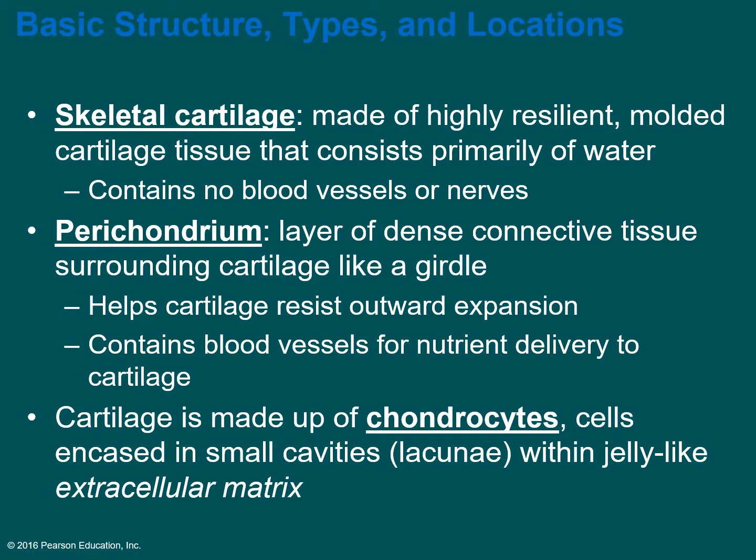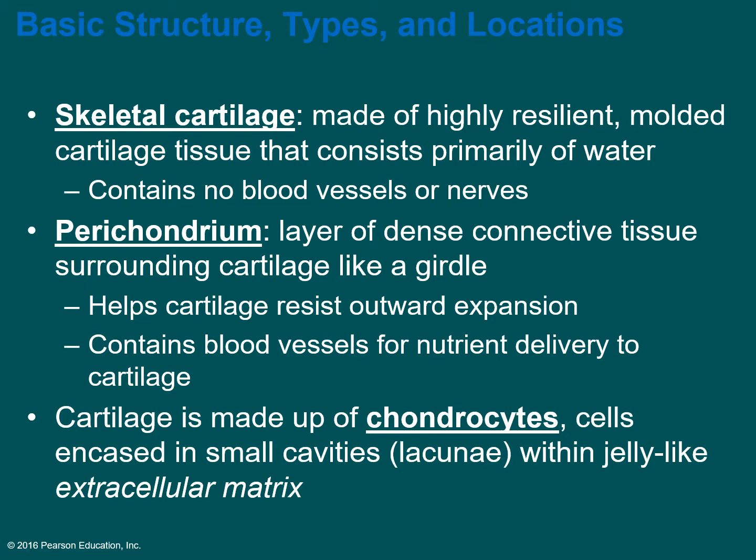The perichondrium is a layer of dense connective tissue surrounding the outside of the cartilage, kind of holding it all together. It helps the cartilage, when it grows, to grow in a specific direction, and keeps it from just growing outward like a blob. It keeps it contained. The perichondrium does have blood vessels in it, so that by diffusion, nutrients, oxygen, etc., can be supplied to the cartilage, since the cartilage doesn't have its own blood supply.